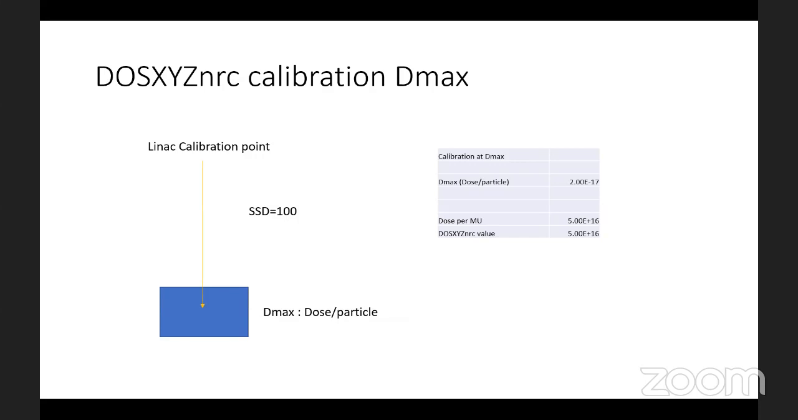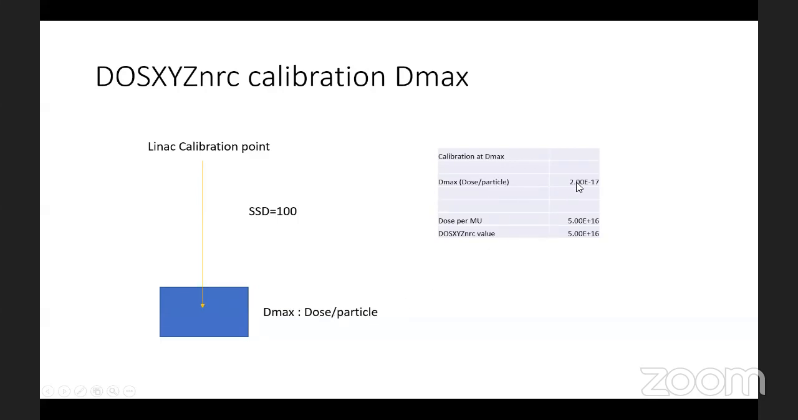You would want to set up a simulation where you had an SSD of 100, and you want to pick a phantom that represents something along the lines of a water phantom 35 centimeters by 35 by 35 or something along those lines. And what you would do is look at the dose at Dmax along the central axis of the beam. In DOSXYZ, that'll give you a dose per particle value.